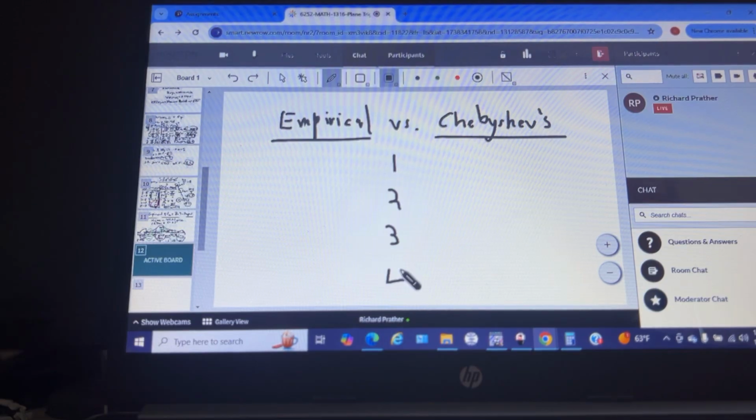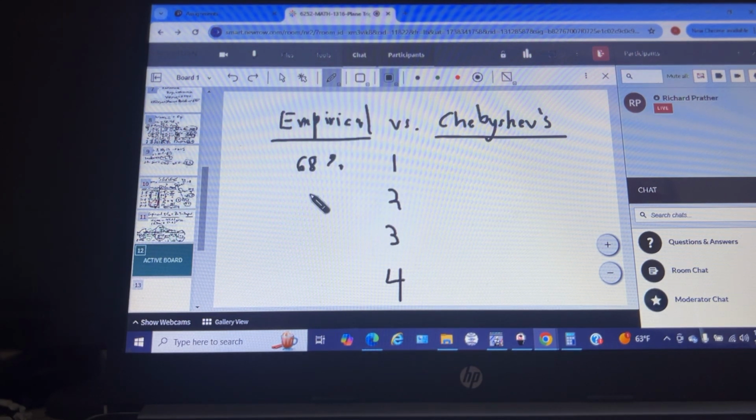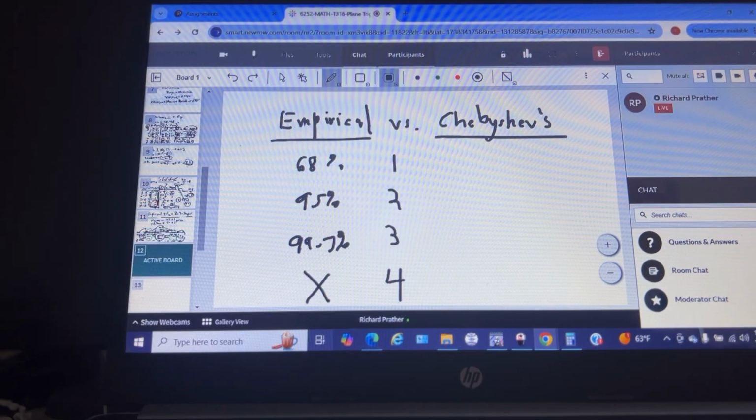Chebyshev's actually goes to 4, where empirical really only goes to 3. So the 3 percentages for empirical rule are 68, 95, and 99.7. And we don't ever really go past that, so the fourth one doesn't matter.